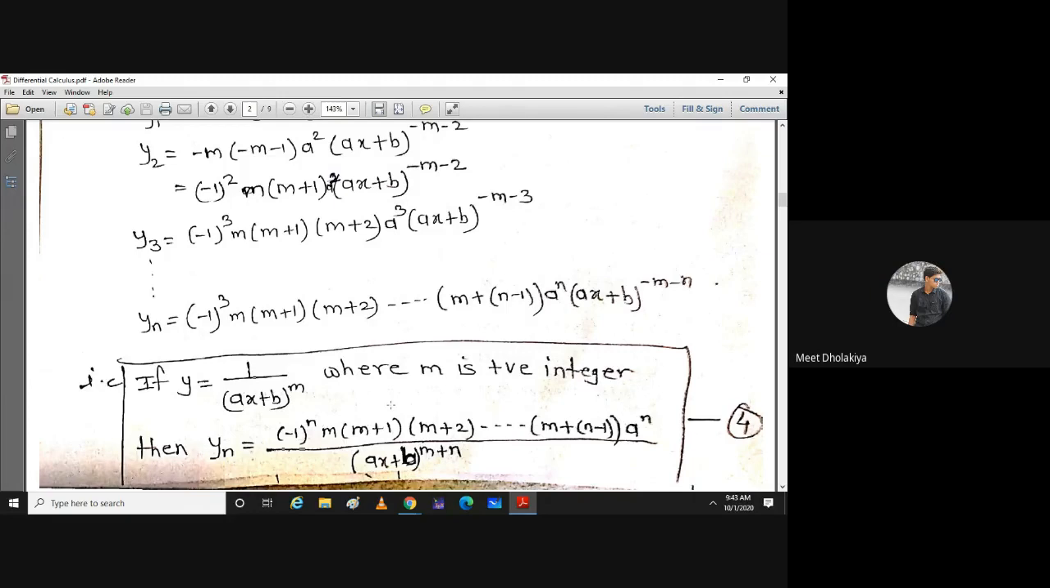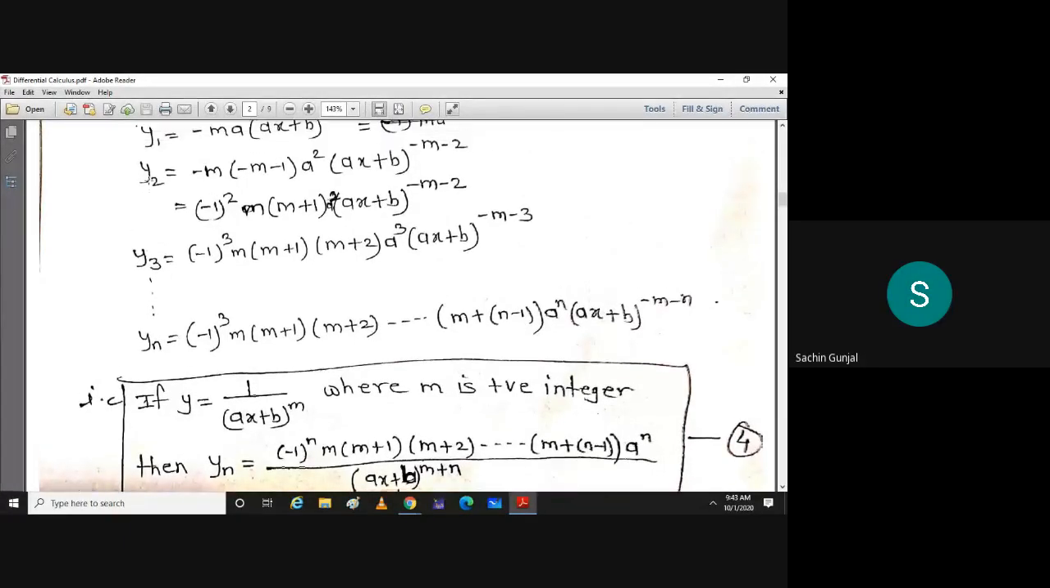Sir, why do we do minus 1? N minus 1. We have to consider only n now. In which step are you talking about? Sir, y raised to n, the general equation. Why did we consider n minus 1? This m plus n minus 1. Yes, sir. Okay. Observe the pattern from the first.